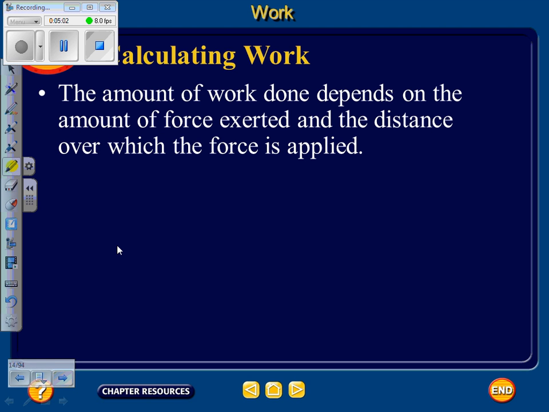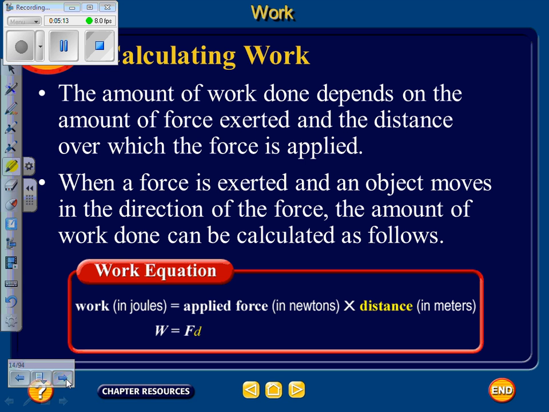Calculating work. The amount of work done depends on the amount of force exerted and the distance over which the force is applied. When a force is exerted and an object moves in the direction of the force, the amount of work done can be calculated as follows. Work in joules equals applied force in newtons times distance in meters, or work equals force times distance. This is one of the formulas you'll need to know for this chapter.